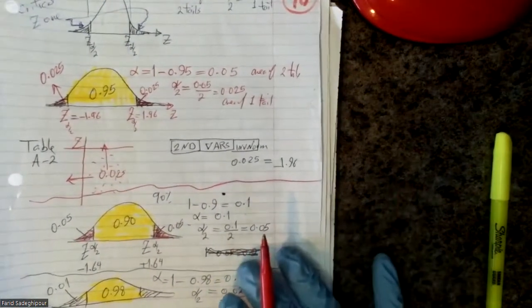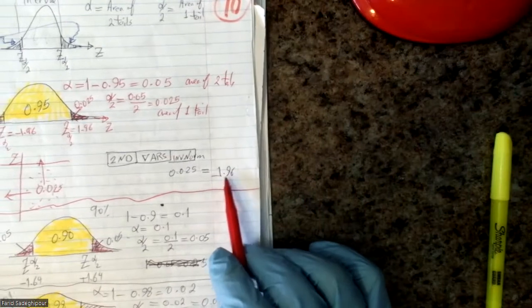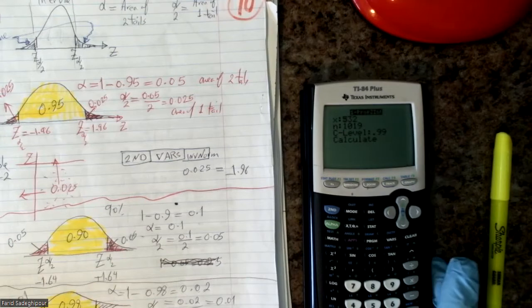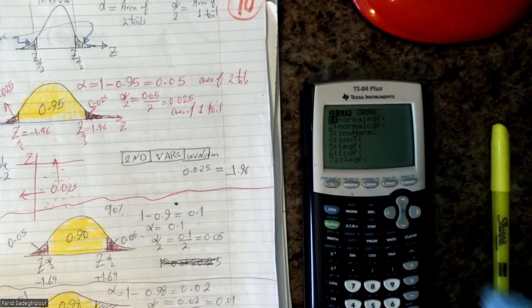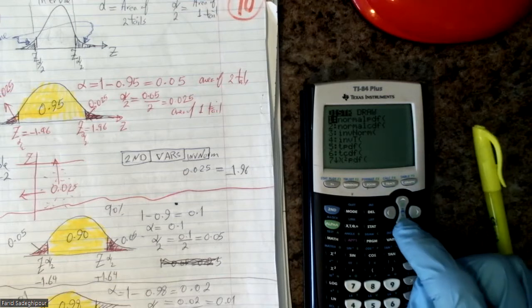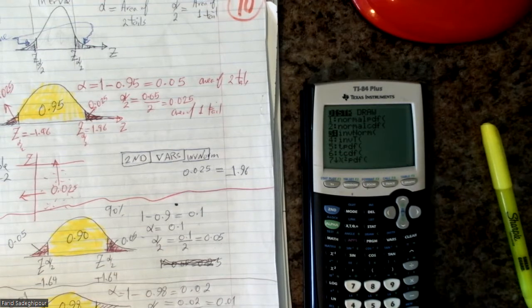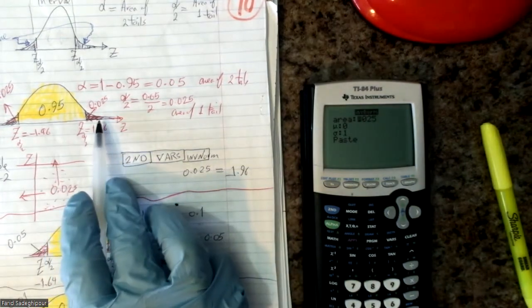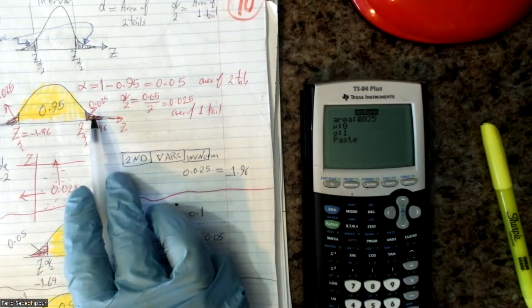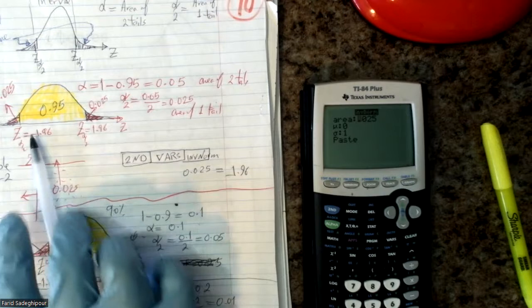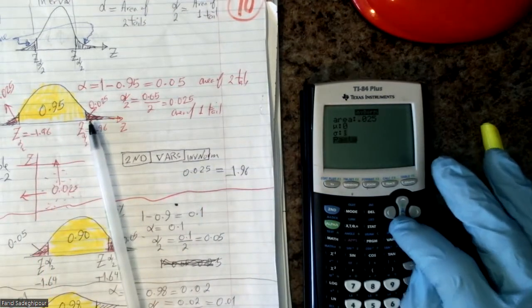Now, it's easier to use the calculator to get the exact number. For instance, if I want to find this number using the calculator, you go to second, then for the z, you go to inverse norm. As for the area, what area do I have? The area of each tail, not the alpha. I need alpha half, which is 0.025. For this area, we want to know what the z is, right? So you just scroll down to paste.